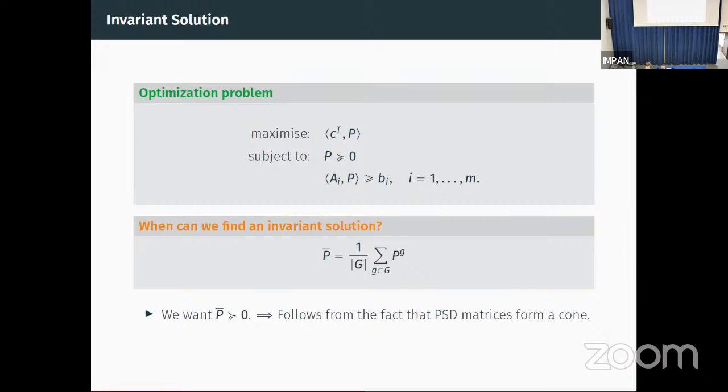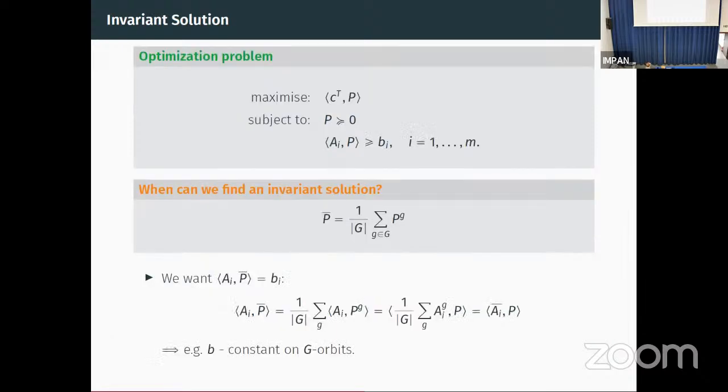Okay, and the last thing is that I want these constraints to be satisfied. Still for the new solution. And you have to work a little bit. This is not if and only if, it's a sufficient condition. Maybe that this vector b that defines the constraint is constant on the orbit. Okay. So what does it mean? This might sound pretty abstract, but what does it mean?